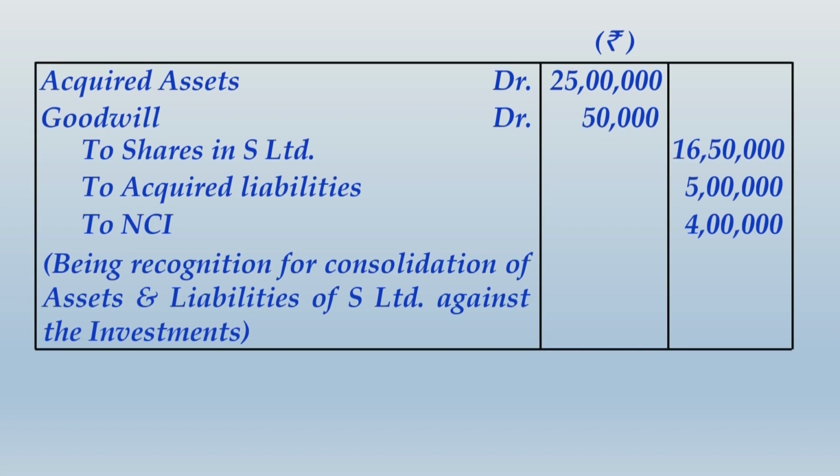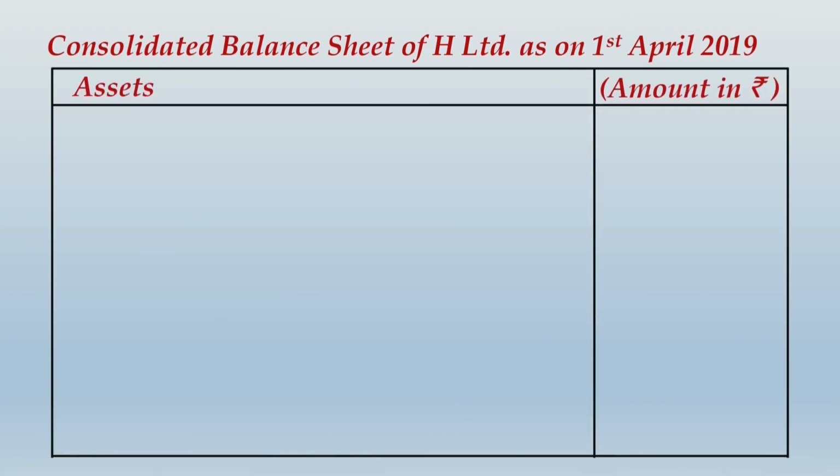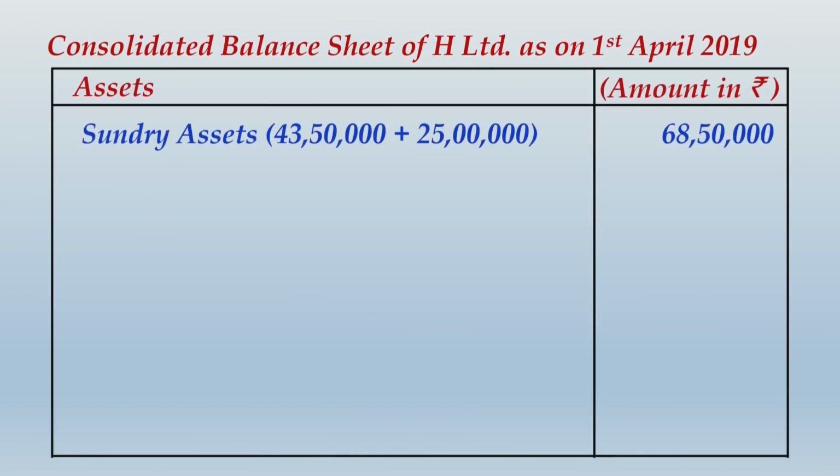Alright friends, you would have finished writing this entry. Let us move ahead and record the consolidated balance sheet. So what you are going to do, in the balance sheet asset side, you will first take the aggregate of sundry assets of both the companies.